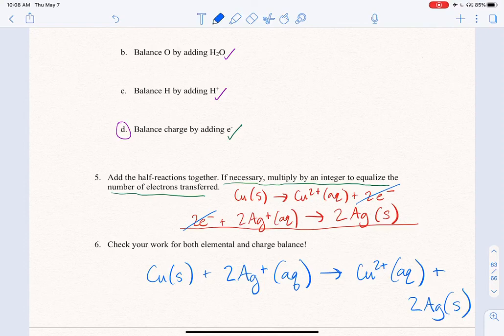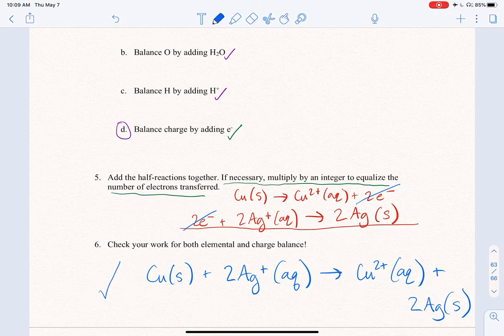Now the final step is to check your work to make sure that it's balanced in both elements and charge. So I have 1 copper on the left, 1 copper on the right, 2 silvers on the left, 2 silvers on the right. My overall charge on the left is 2 plus, and my overall charge on the right is 2 plus. I am balanced.